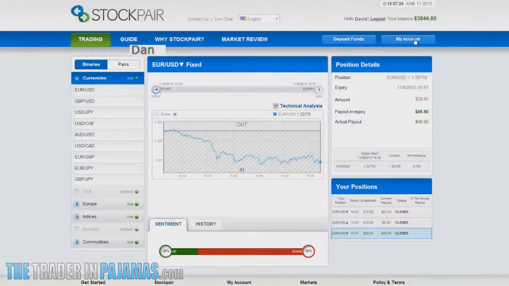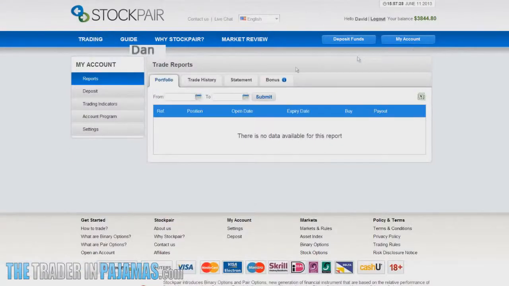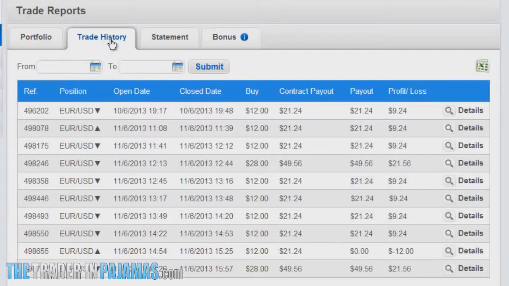So we'll click on the My Account tab. Then we'll click on the Trade History button, and again we've got this list of all the trades that we've submitted. We'll scroll right down and we'll see our first $12 trade, which again in review was a losing trade. Next is our $28 trade. You can see we won that trade with a payout of $49.56 and an overall profit of $9.56. So what do we do? That's right. We're going to start with step 1 all over again.